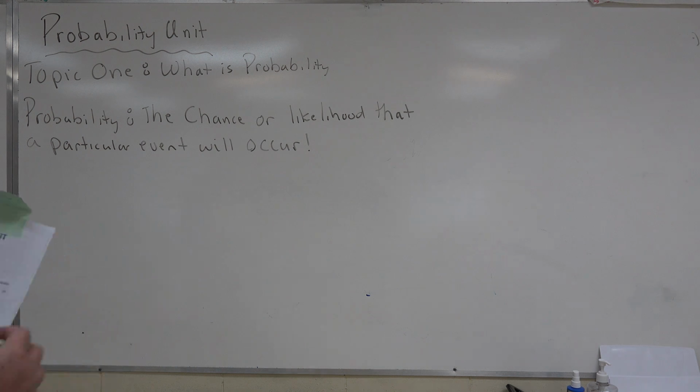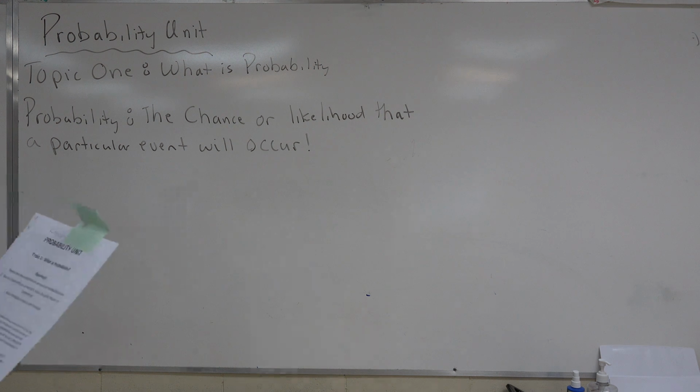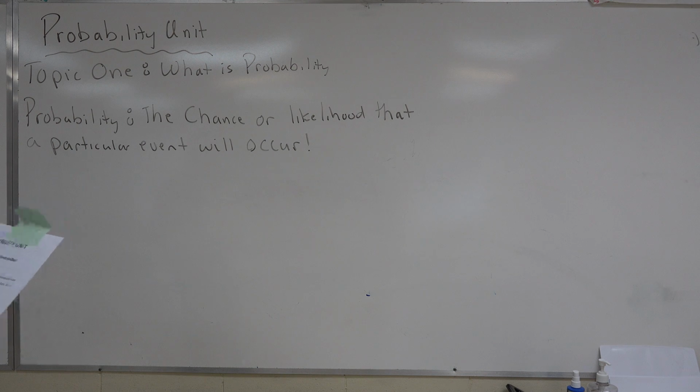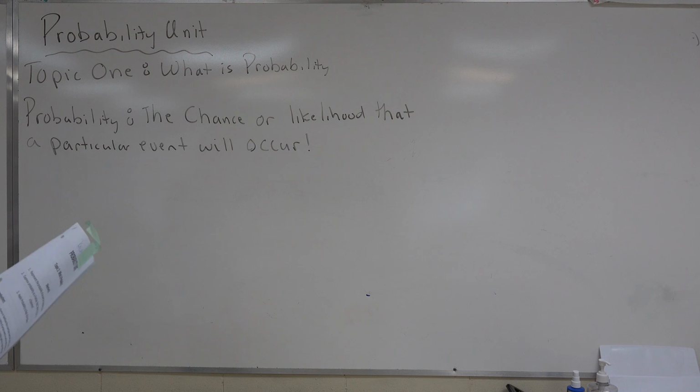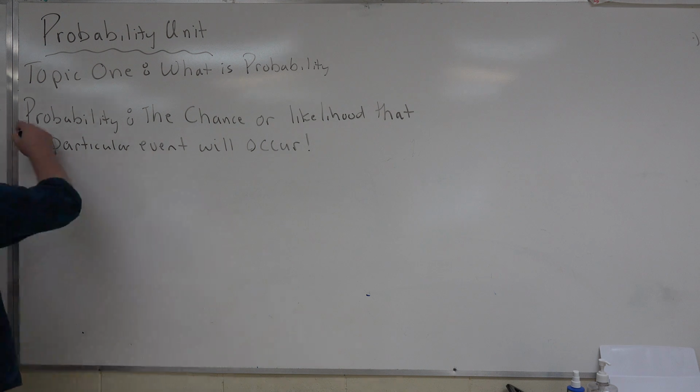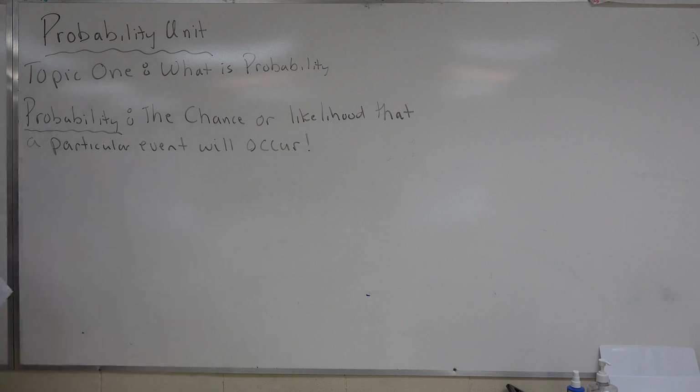Well, in this topic 1, two of the objectives will be to represent the probability of an event on a probability scale. Objective number 2, express probability as a fraction, a ratio, a decimal, percent, or a probability statement. And objective 3 is to apply probability to real life problems. So, probability, in the short form of the definition, is the chance or likelihood that a particular event will occur.